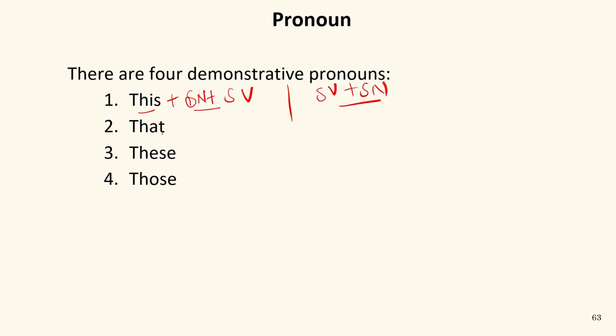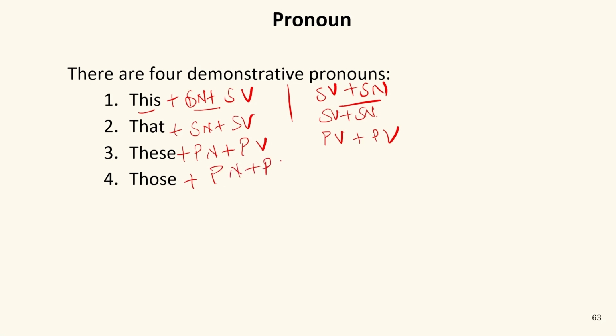This is the case of adjective. That is again a singular noun, singular verb, or you can say singular verb, singular noun. In the case of these, we use a plural noun, plural verb, and in this, plural verb, plural noun. Those, plural noun, plural verb, again plural verb, plural noun. So these can be the sequence if we begin the sentence using these demonstratives.